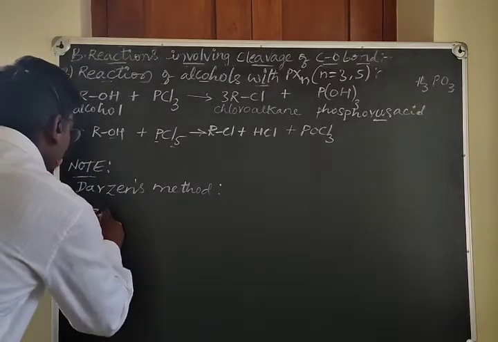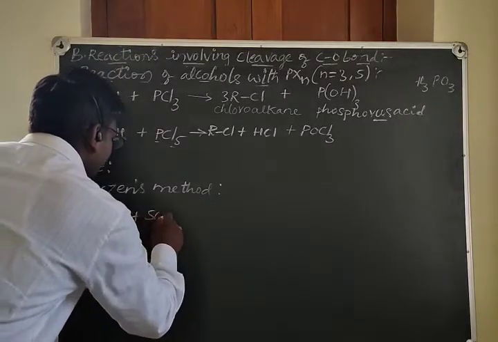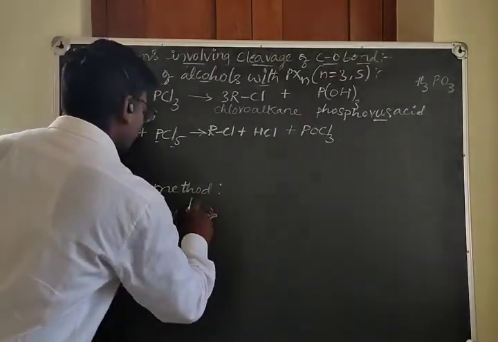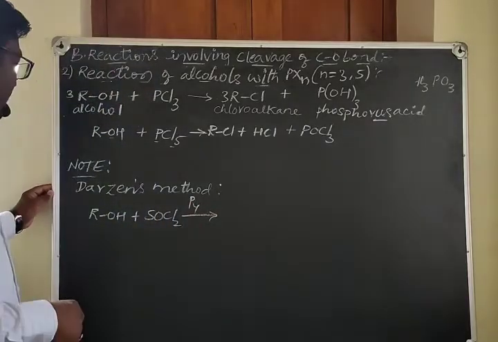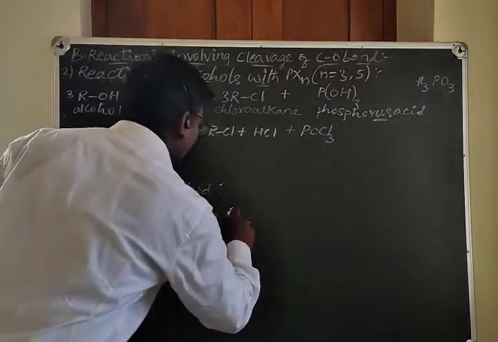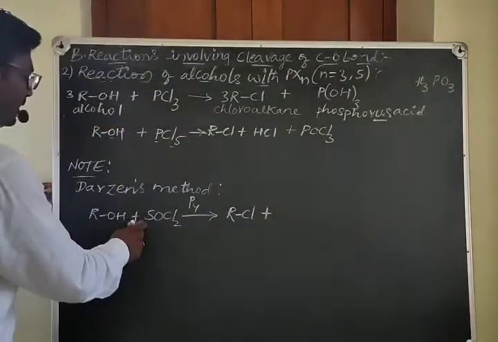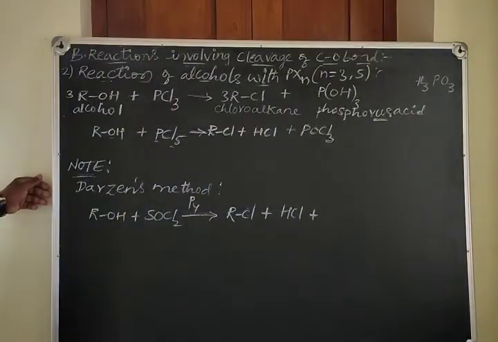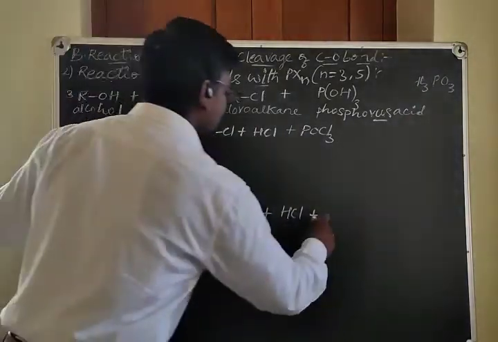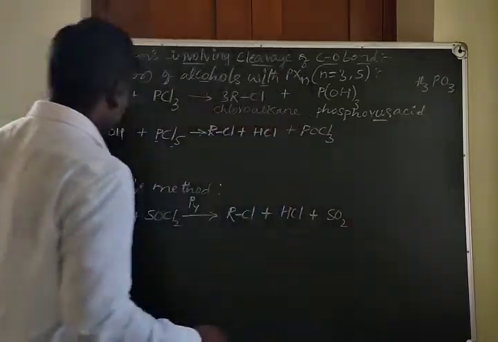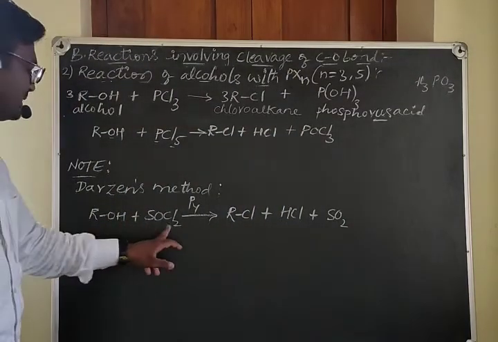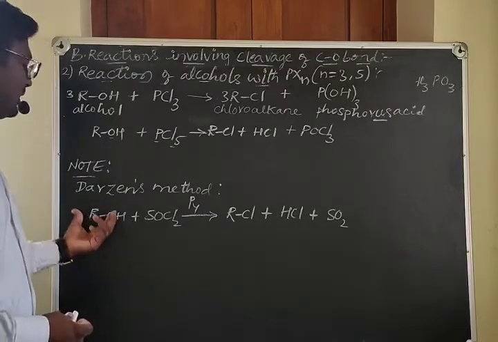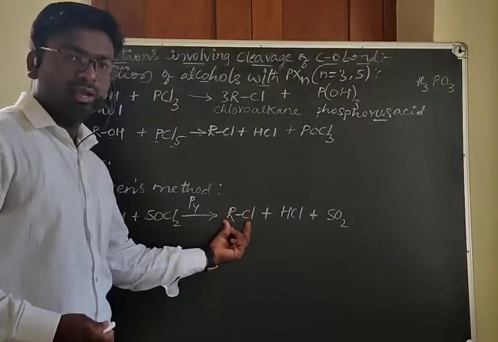That is, when you take the alcohol and subject it to thionyl chloride in the presence of a base, pyridine, what happens? You will get a chloroalkane RCl and HCl, plus you will get sulfur dioxide as the byproduct. SO2 you are getting, one is HCl and another one is RCl. It is the best method to convert alcohols into chloroalkanes.